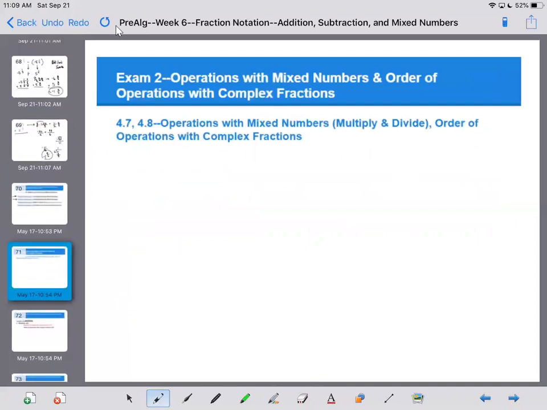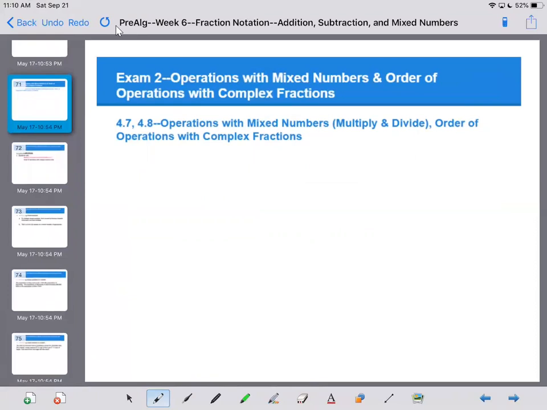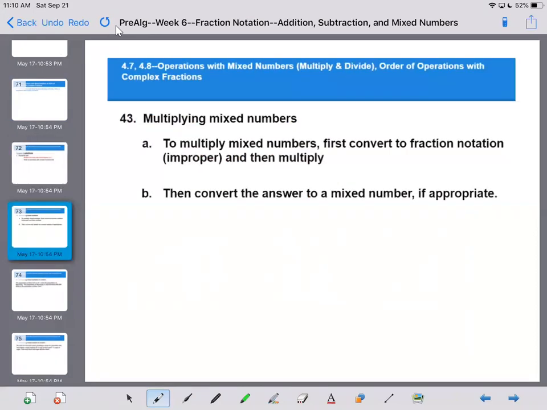All right, so we're going to push through to this last part here. Operations with mixed numbers. We're going to look at multiplying and dividing, and we're going to look at dealing with complex fractions. So when we multiply and divide with mixed numbers, we're going to have different methods, and I'm going to show you a couple different methods, and you choose what makes sense to you. One method is to convert the mixed numbers to fractions, and then multiply.